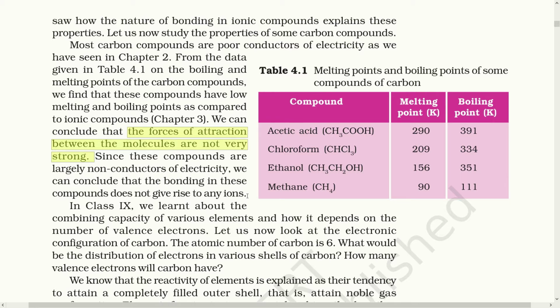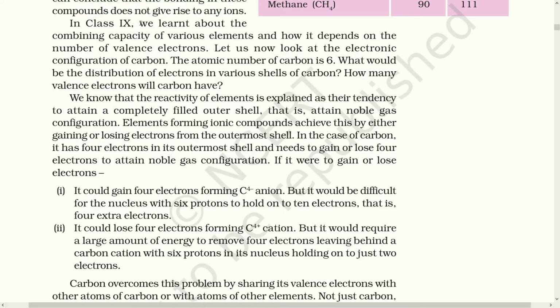In class 9, we learned about the combining capacity of various elements and how it depends on the number of valence electrons. Let's study the carbon configuration. The atomic number of carbon is 6. That means it has 2 electrons in the first shell, while the leftover electrons are in the second shell, that means 4. The reactivity of an element is explained as its tendency to attain a completely filled outer shell.